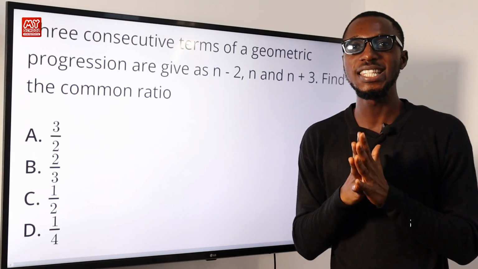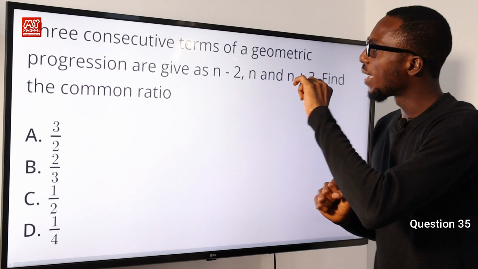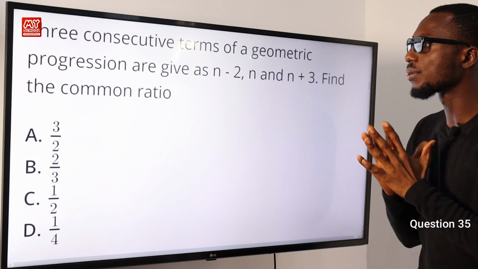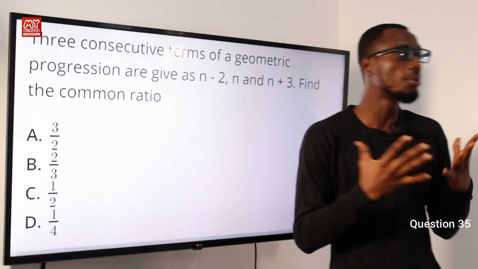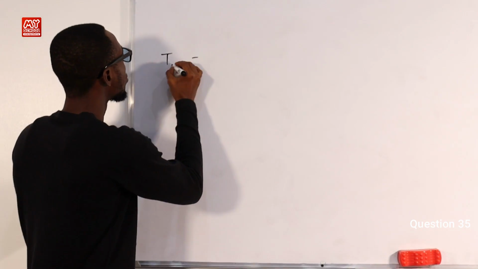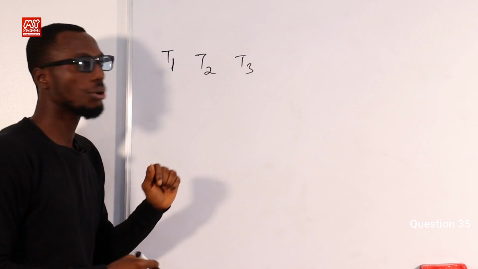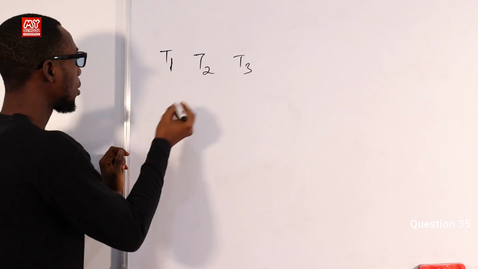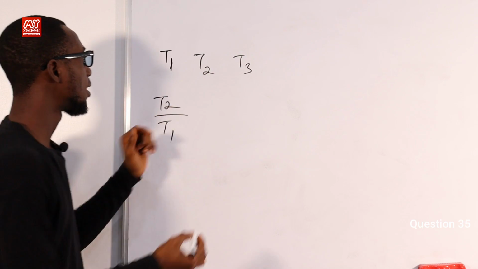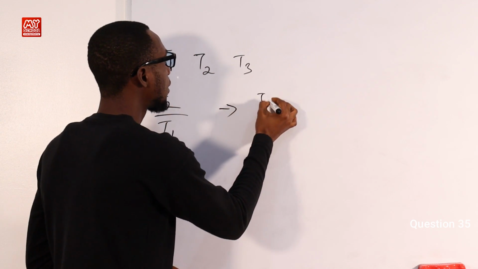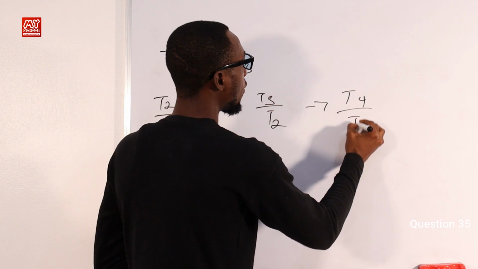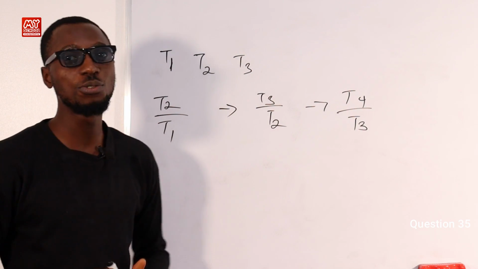So we are tackling question 35. Three consecutive terms of a geometric progression are given as n minus 2, n and n plus 3. Find the common ratio. For a geometric progression, when we have T1, T2, and T3, the common ratio will be T2 over T1. For the next one, you will have T3 over T2, then T4 over T3. That is how it works in geometric progression.